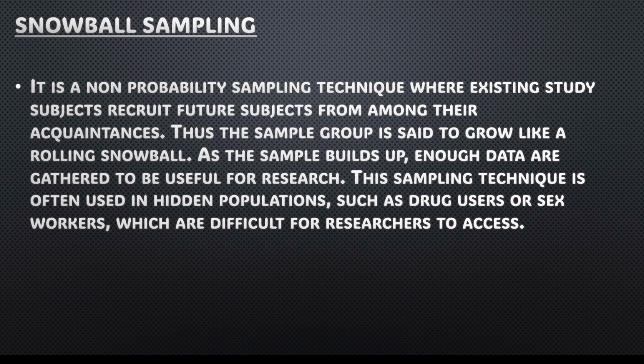For example, in a college, a drug user who meets our selection criteria can be chosen, and with his help, other people who meet our selection criteria can be selected, and at the next stage, with the help of those people who are added, other people can be selected. In this way, the desired sample size can be achieved even in the hidden population with this type of sampling method. Thank you.